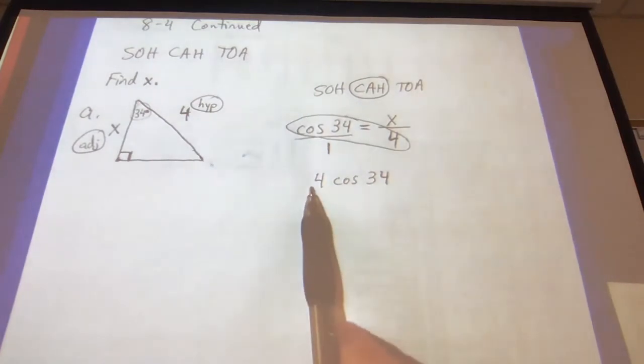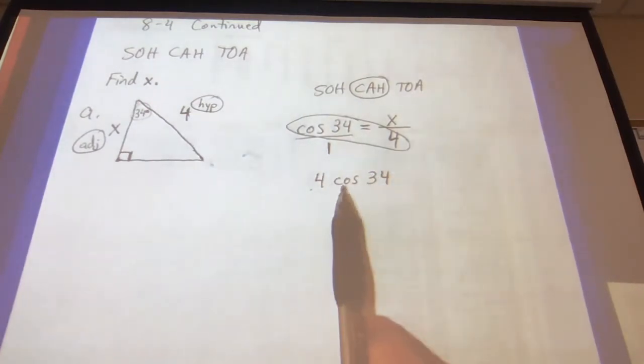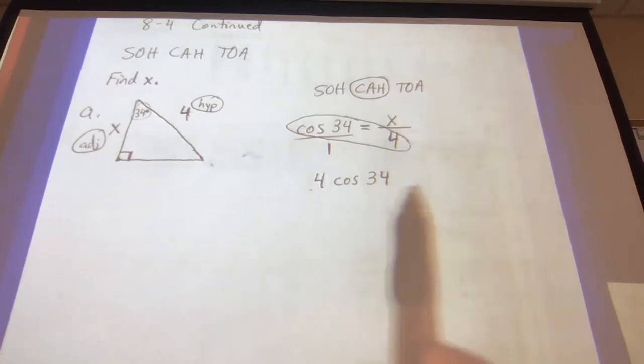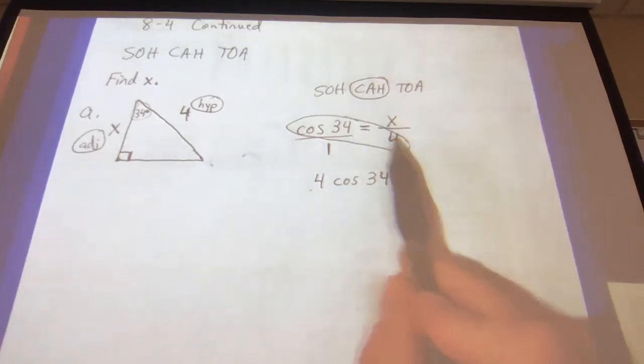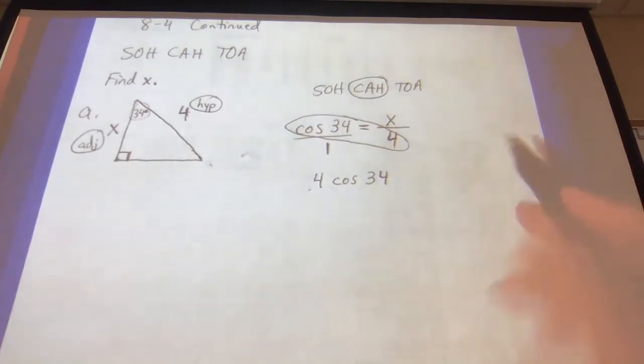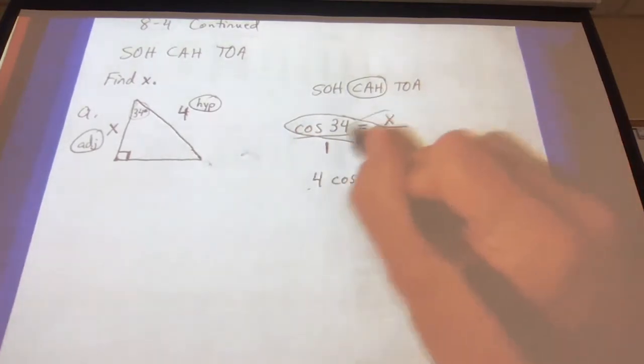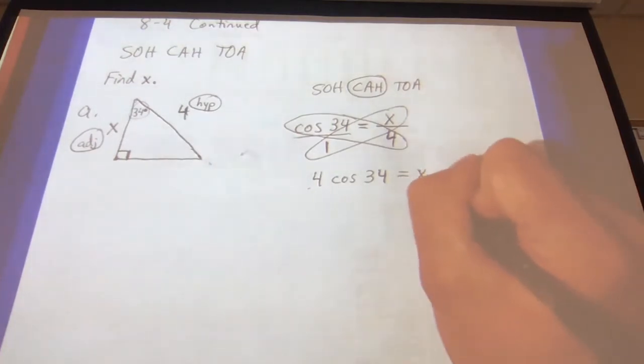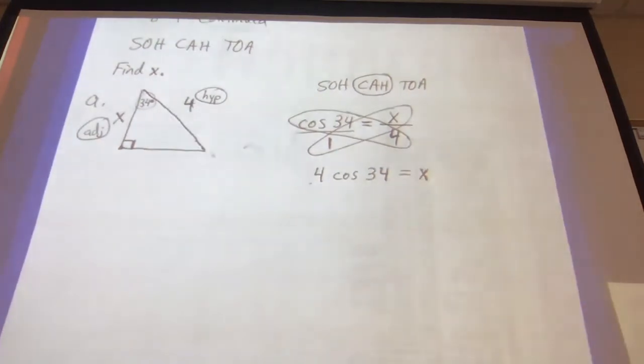The reason I don't put that 4 behind is because then it might look like the cosine of 344, which causes some problems. So if you have a number, you're going to put that in front of the sine, cosine, or tangent. When we cross multiply this part, you're going to get 1 times x, which is x. And now we can go to our calculators.